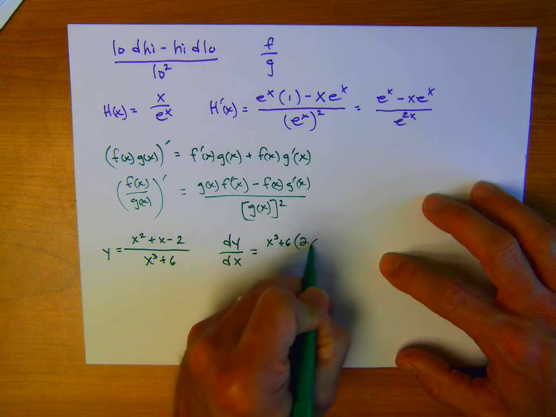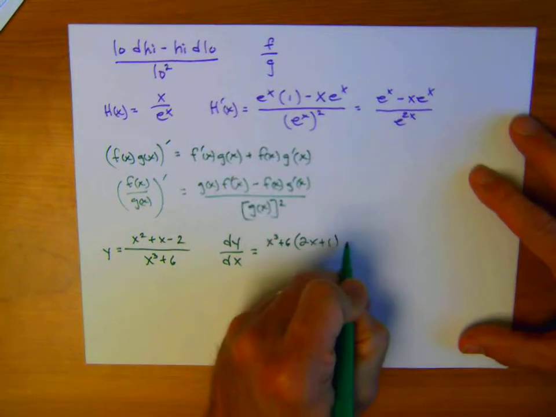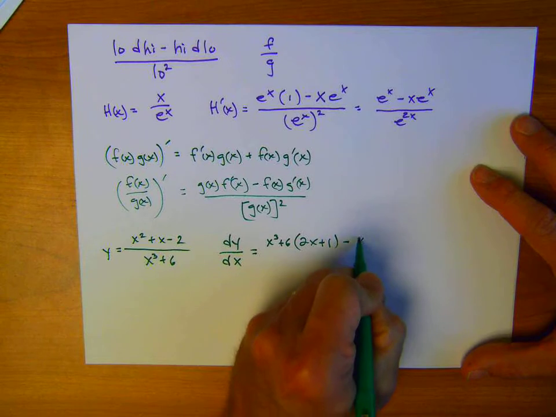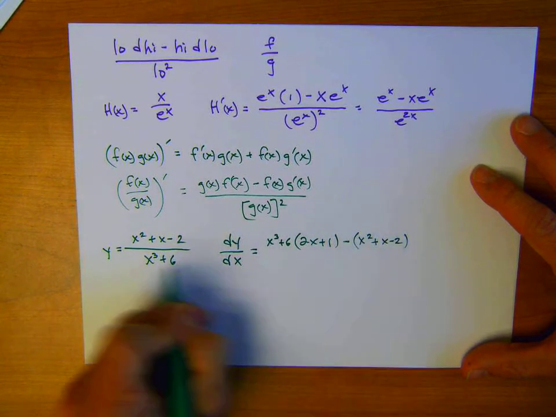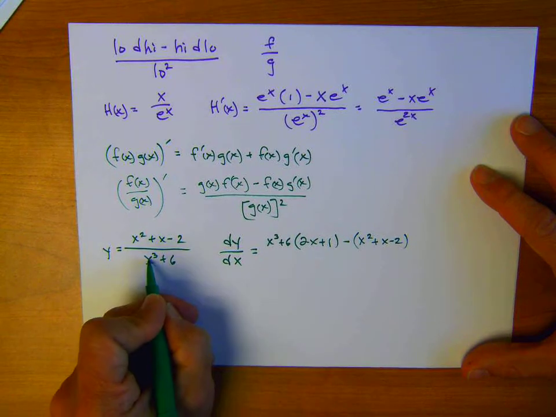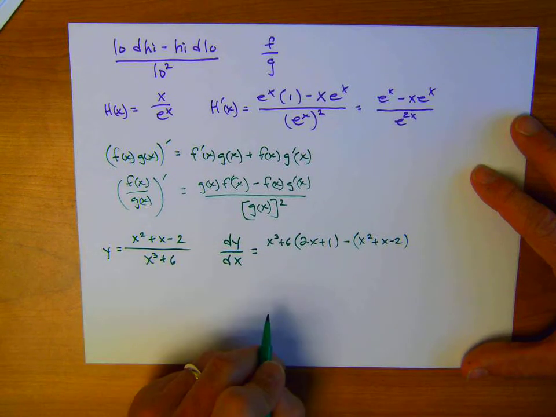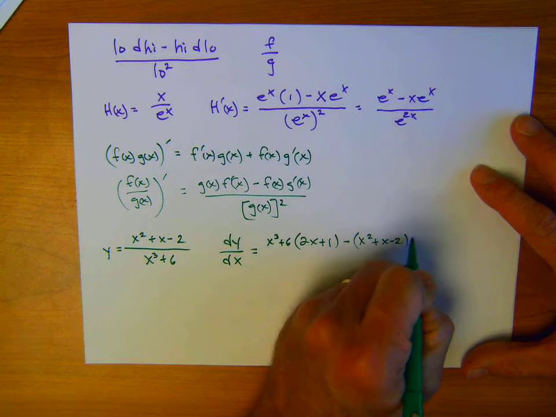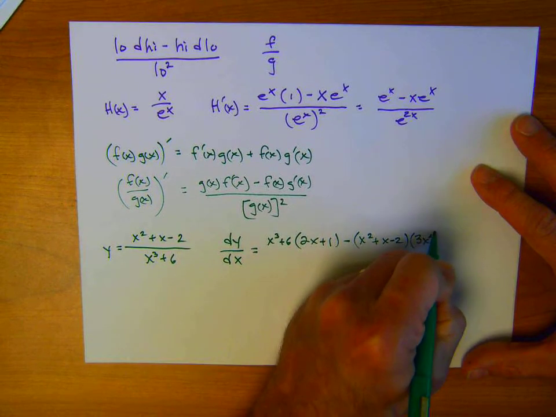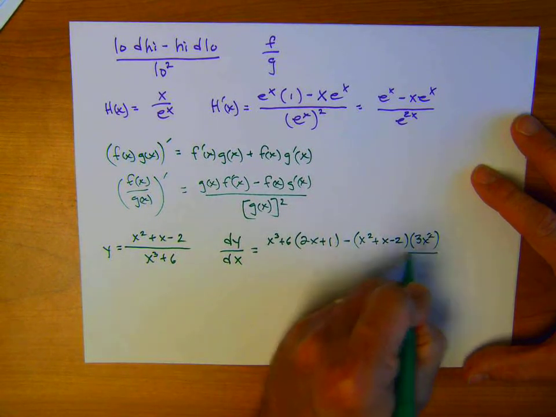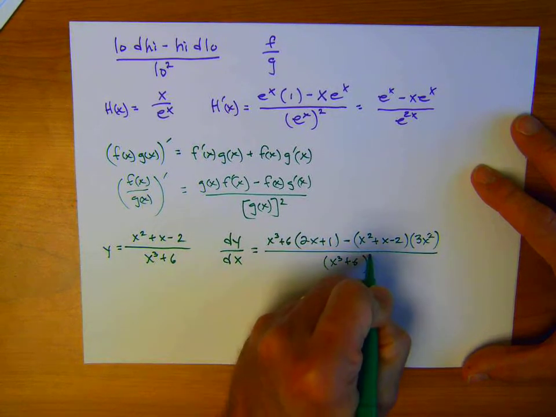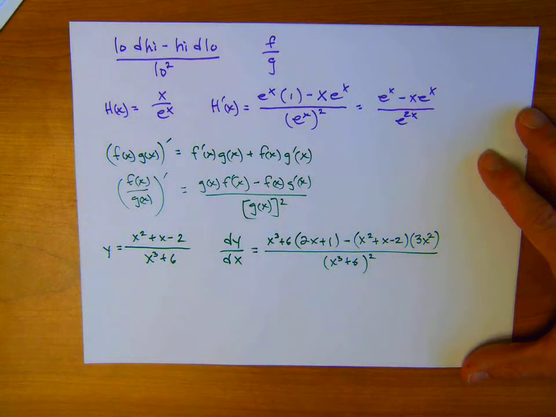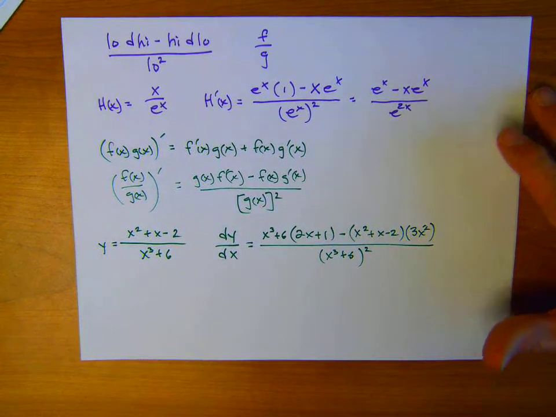So I'm just left with 2x plus 1 minus the numerator function plus x minus 2 times the derivative of the denominator. Well, the derivative of this is 3x squared, and the derivative of 6 is 0. So that just gives me 3x squared all over x cubed plus 6 squared. That's certainly ugly, and it's messy looking.